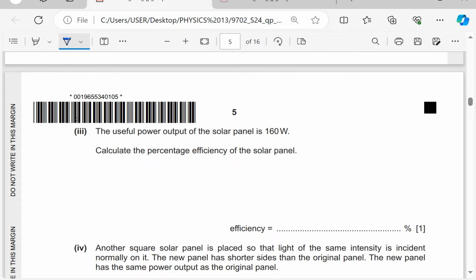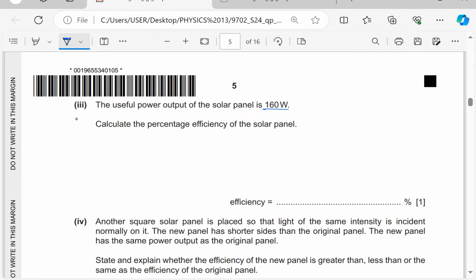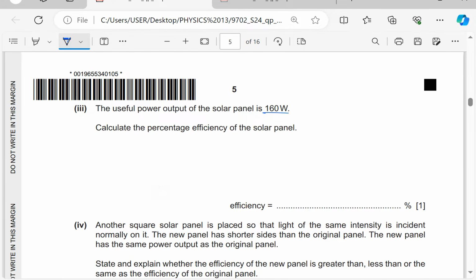Then the useful power output of the solar panel is 160 watts. Calculate the percentage efficiency of the solar panel. So this is the useful power output, then the percentage efficiency.